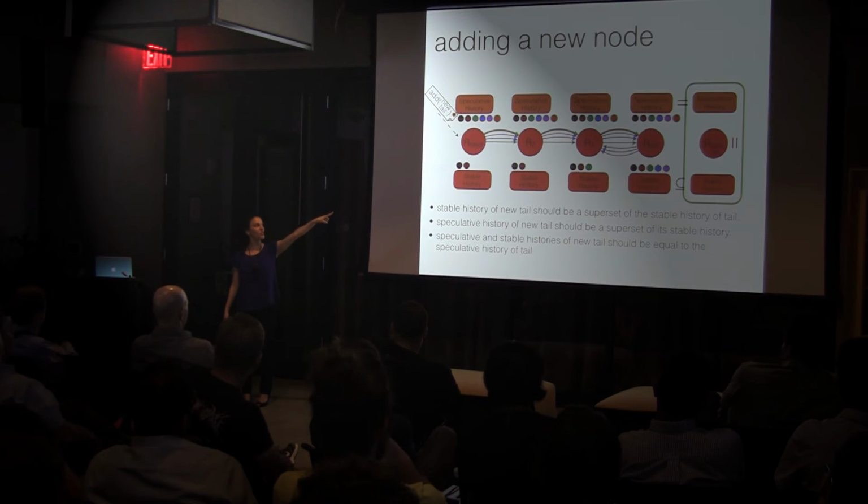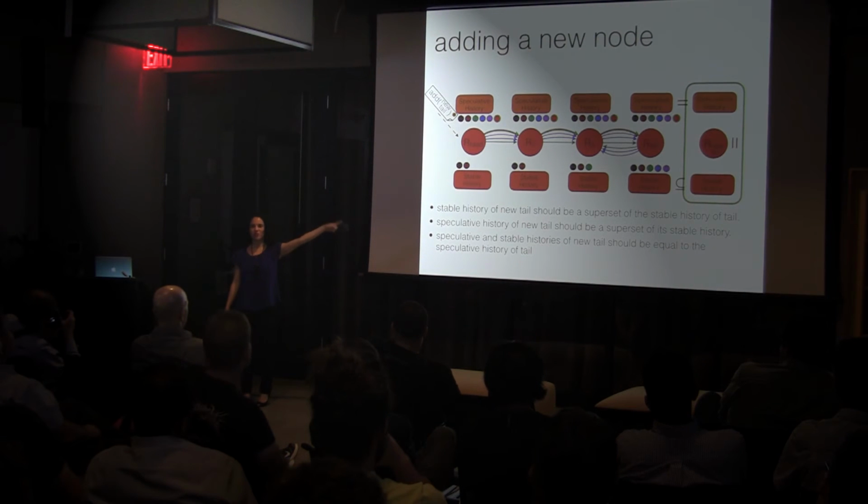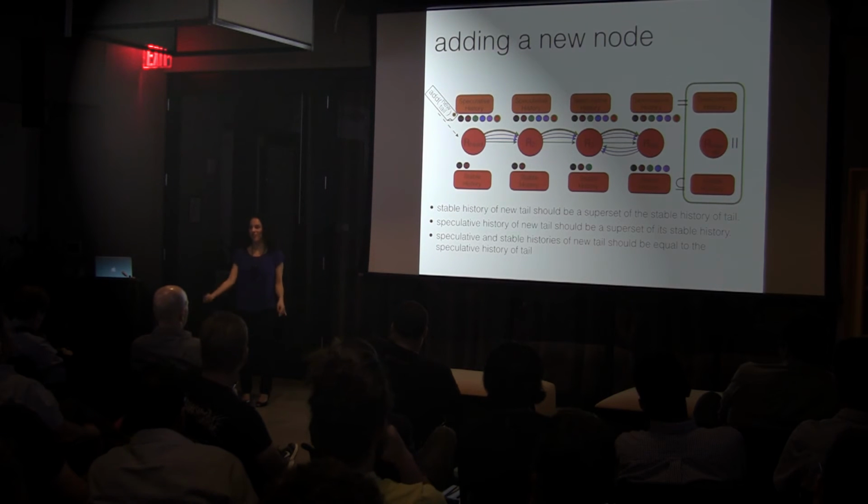Then the speculative history, we flush it to the stable history. They become equal to each other, and automatically the stable history will then be equal or a superset of the stable history of the tail. So this way, we do not need a master. We don't need anything. Every node knows what to do. Does that make sense? Perfect.